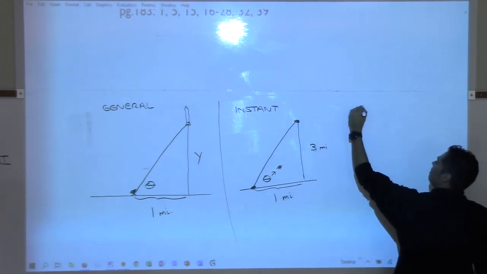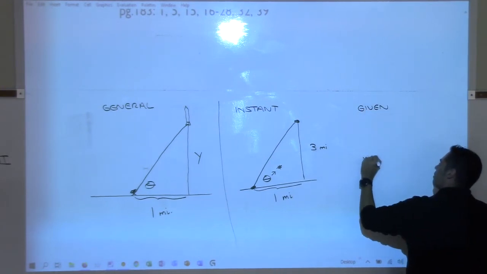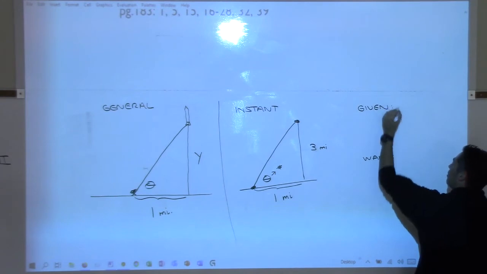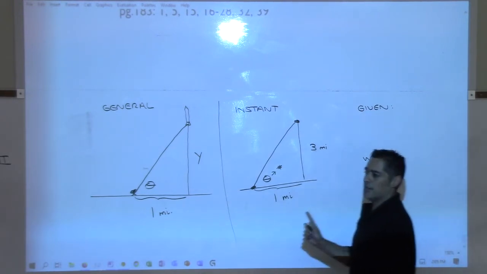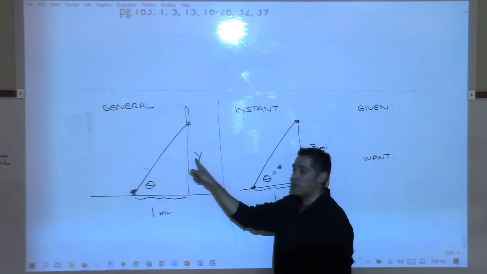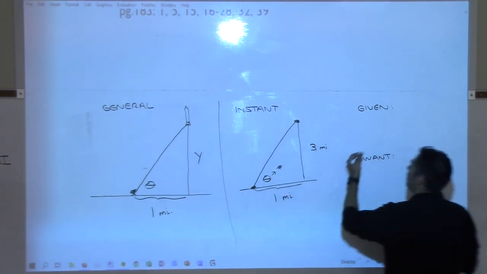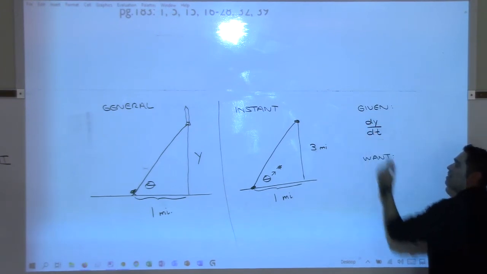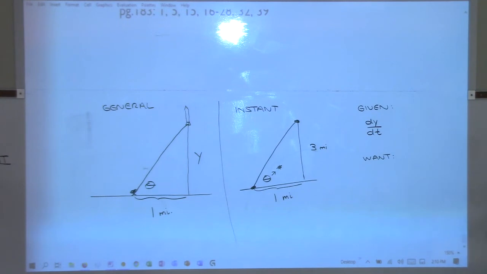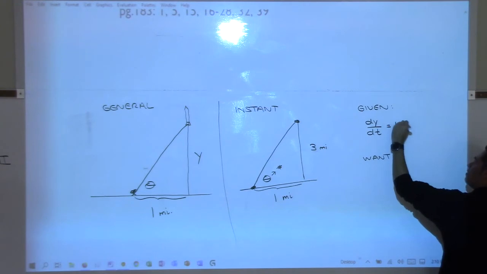Then I like to write down what I'm given and what I want. My Cal 1 students, this is the way I taught it. So what are we given? Information about this rocket: 1,000 miles per hour, and that represents how fast y is changing as the rocket moves up. So we can write that as dy/dt. We use t because t is time. dy/dt is a rate, a speed, so it's a derivative. It's 1,000 mph.